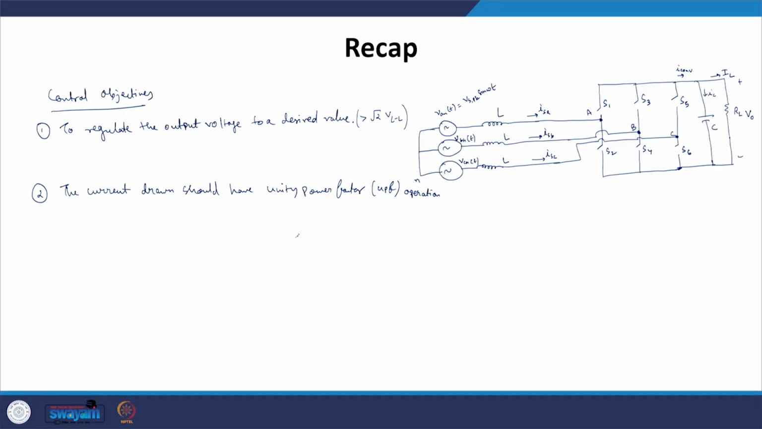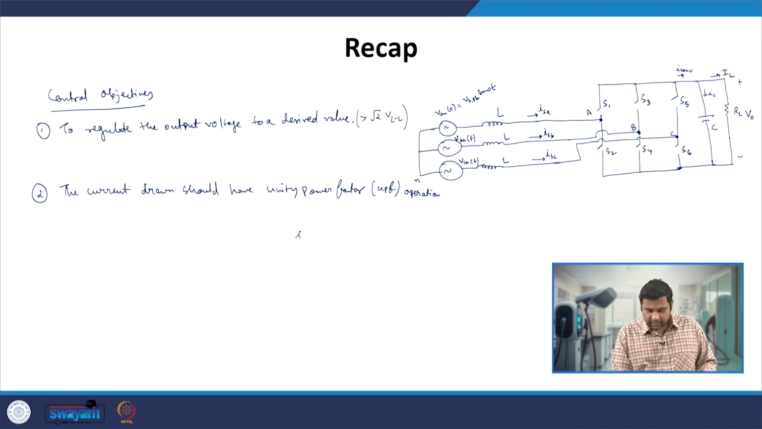So, our control objectives were to regulate the output voltage to a desired value, and at the same time we would like the current drawn from the source to have unity power factor operation. That means we do not want any phase angle between the current drawn and the voltage of the AC voltage source. So, this is the requirement.